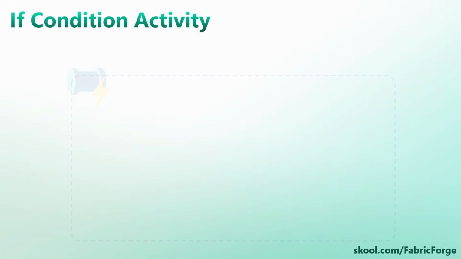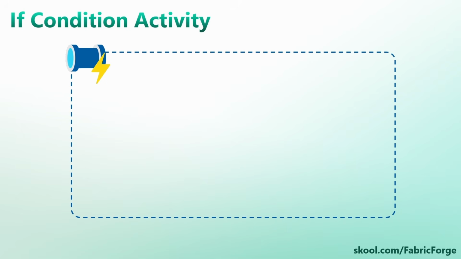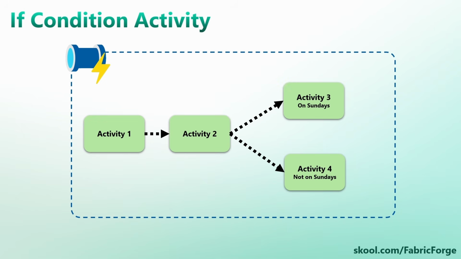Let's get started. First, we can imagine a situation where we have a data pipeline in Microsoft Fabric. In that pipeline, we have one activity followed by another activity. However, after our second activity, our pipeline's logical flow splits, and we have two more activities, activity 3 and activity 4. We don't want these activities to run at the same time, and we would like to run activity 3 on Sundays and activity 4 every other day than Sunday. How could we achieve this in a data pipeline?